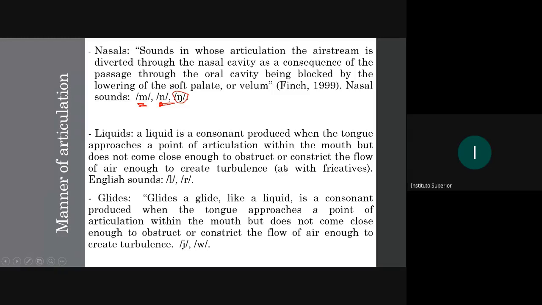Now we have the liquid sounds. The liquid sounds occur when the tongue blocks the middle of the mouth, and the air passes and goes to the sides of our mouth. These are the liquids described in easy words.